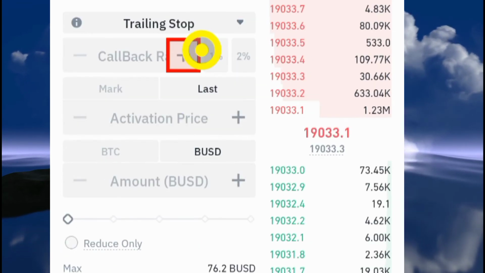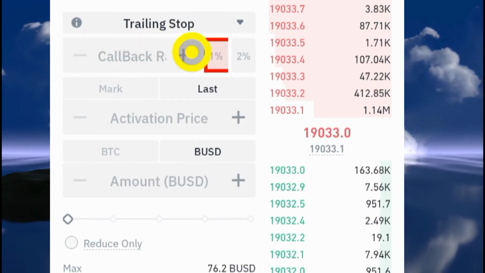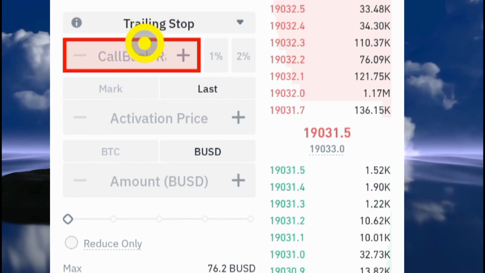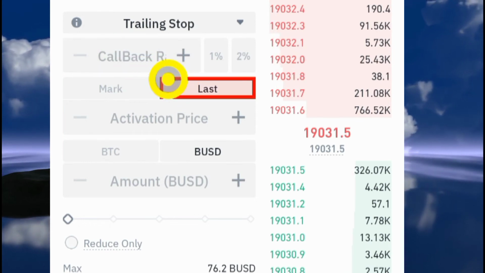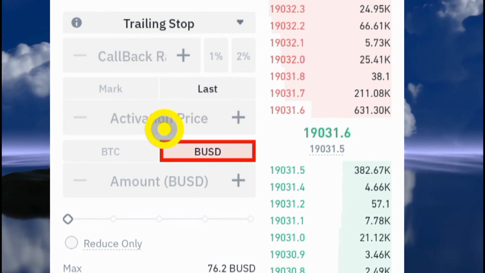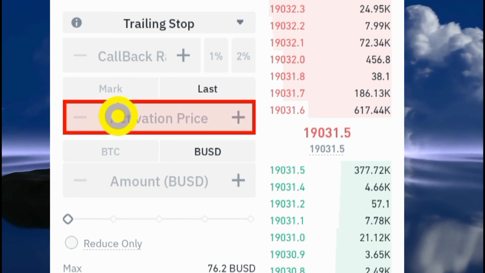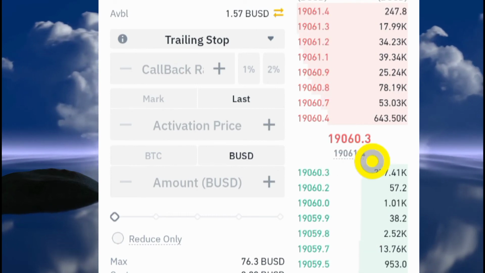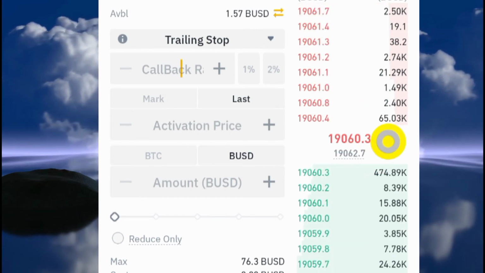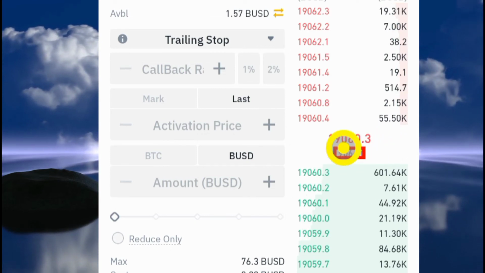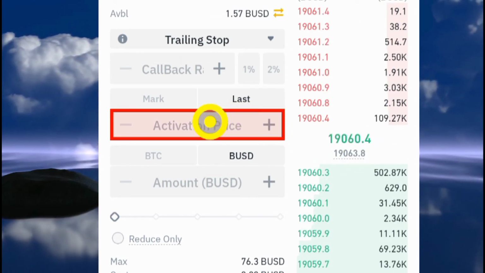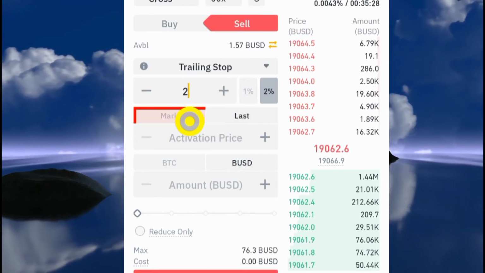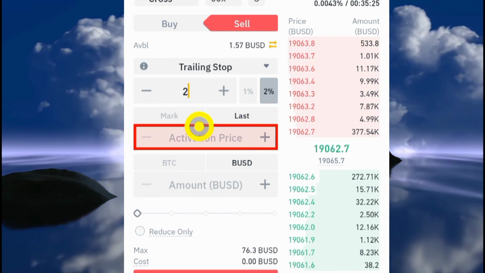If you look very closely, we've got a few things here that need to be explained. A callback rate is the rate that defines the sell price. Because you're trying to make a sell, the callback rate defines the sell price. What is an activation price? An activation price is the price that triggers the callback rate. Now if you look here, you can see that the price of Bitcoin is at 19,000. If you select an activation price of 20,000 with a callback rate of 2%, this means that your trailing stop order is going to be executed at 19,600.